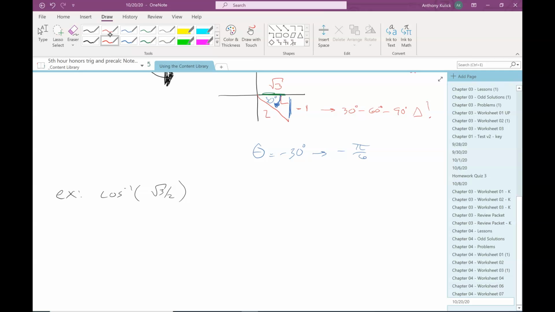So let's say we want to evaluate cosine inverse of square root 3 over 2. So I know that this is equivalent to this statement. Here I know cosine is positive in what quadrants? 1 and 4, where the x-coordinate is positive, because remember cosine is the x-coordinate on our unit circle.